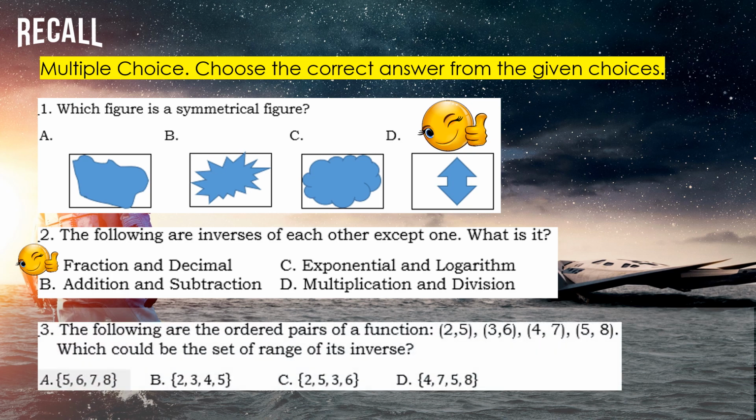Number 3, the following are the ordered pairs of a function: (2, 5), (3, 6), (4, 7), (5, 8). Question, which could be the set of range of its inverse? Letter A, 5, 6, 7, and 8. Letter B, 2, 3, 4, 5. Letter C, 2, 5, 3, 6. Letter D, 4, 7, 5, 8. Answer, letter B, we have 2, 3, 4, 5.